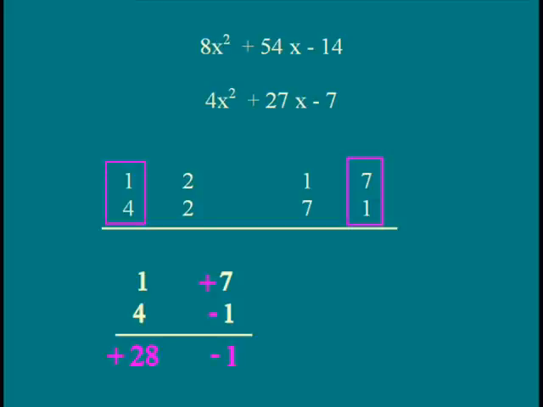That makes it positive 28 minus 1. So the 7 has a plus sign in front. The 1 has a negative sign in front. The constant term is a negative 7, so that is correct. And we could read off the two factors. They are x plus 7 times 4x minus 1. So the original quadratic factors into 2 times x plus 7 times 4x minus 1.